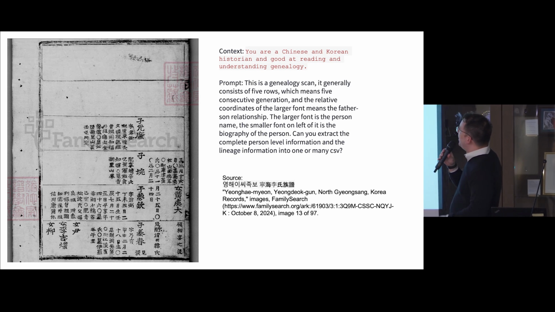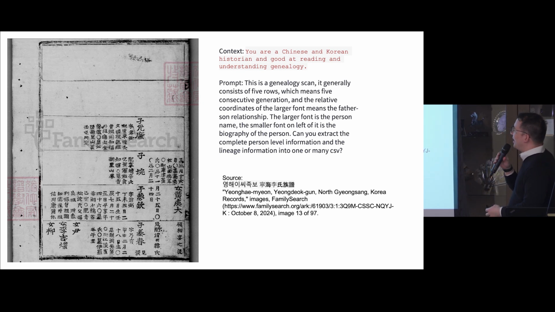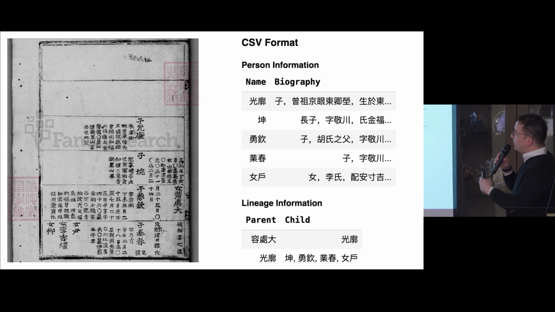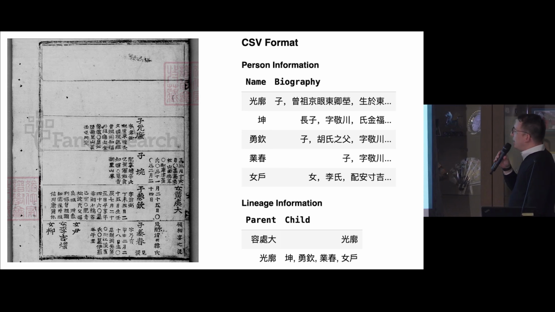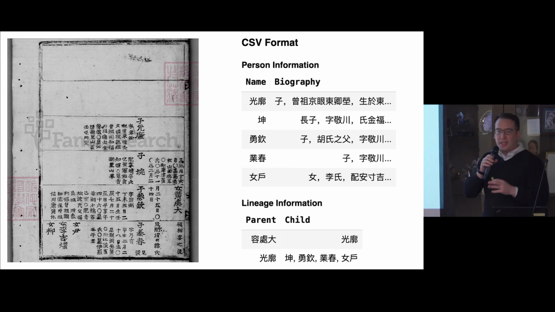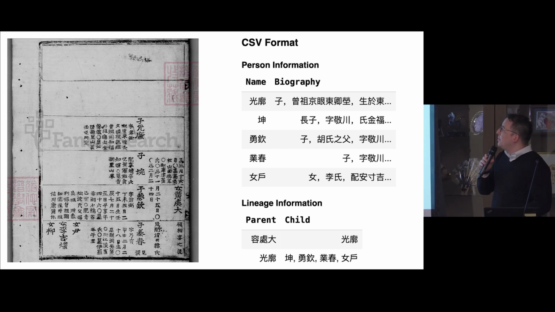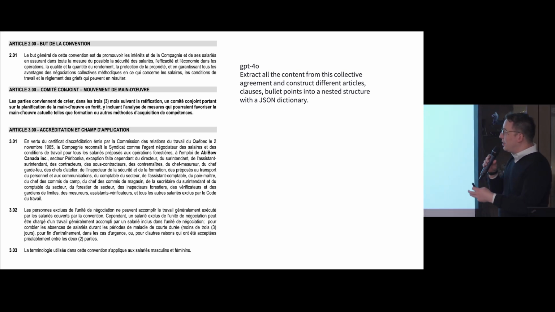Actually, this is a Korean genealogy that we found, and we did the same thing. And it was also able to extract some of that content in a similar way. So it's not quite ready yet, but it's possible. Then we also tested other languages too, like this would be a collective agreement from an Ontario union.